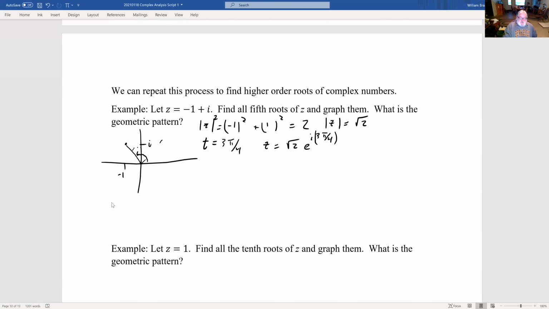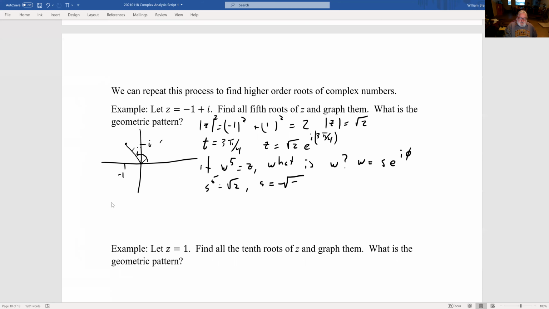So what are all the fifth roots? Well, we'll set w equal to s e to the i phi. And we get the same thing that we had before. s to the fifth has to equal root 2. That tells me that s equals, well, the fifth root of the square root is actually the 10th root of 2, which is a number very close to 1.